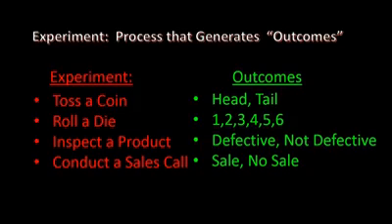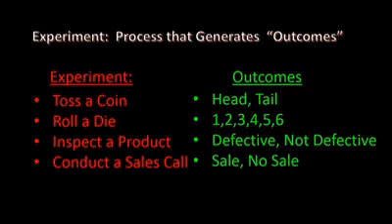For example, tossing a coin would produce 2 possible outcomes, a head or a tail. Rolling a die would produce 6 possible outcomes, a 1, 2, 3, 4, 5, or 6. Inspecting a product might have 2 possible outcomes, it is defective or not defective. And conducting a sales call would also have 2 possible outcomes, sale or no sale.